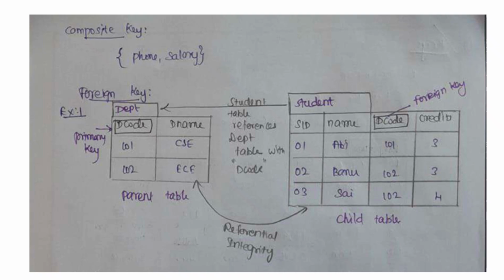It refers only to this attribute. So 101, 102 are the key codes. Except for these, any other new codes cannot be inserted into the student table. If you want to insert, first we have to insert into the parent table, then only we can insert into the child table.